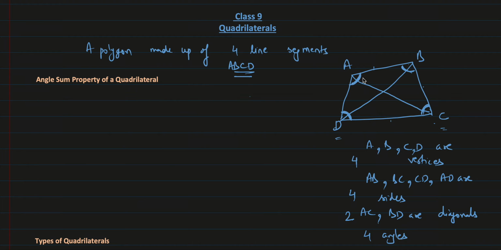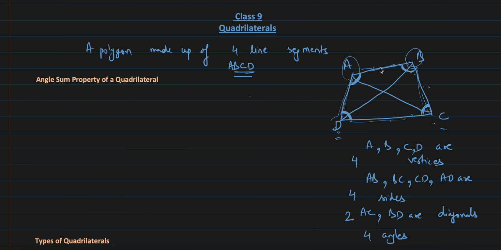Now the sides AB, BC are adjacent sides because they have one vertex in common. Then AB, AD are also adjacent sides because A is the common vertex here. Then AD, DC are adjacent where D is the common vertex. And DC and CB are adjacent because C is the common vertex. So adjacent sides are those in which one vertex is common.